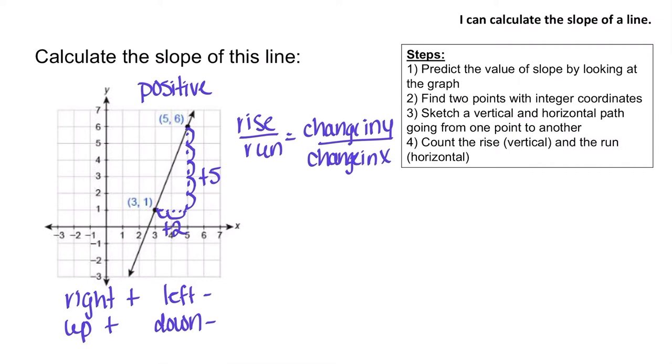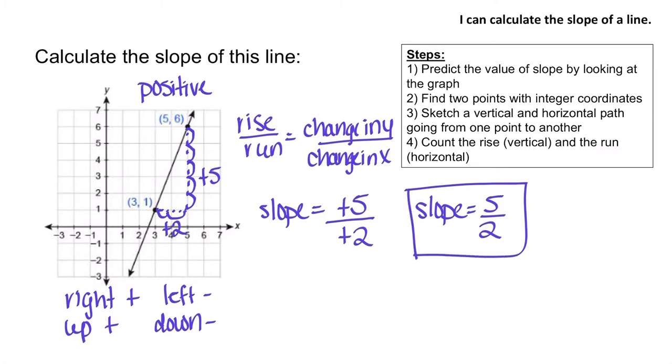So when I write my slope, it will be the rise over the run. The rise is 5 because I go up 5. And that is over the run, which is plus 2. Vertical change over horizontal change. So 5 over 2 gives me a slope of 5 over 2. And that is how you calculate the slope from a graph.